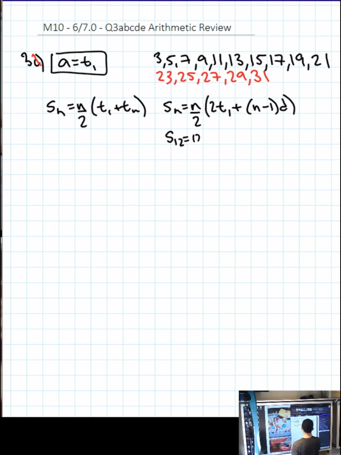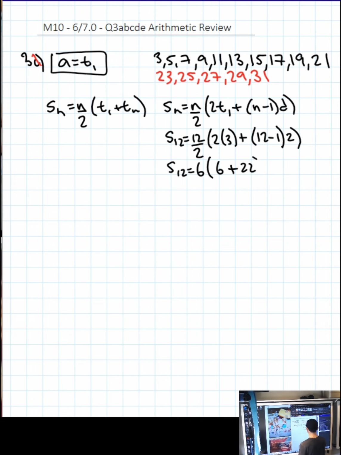S12 equals 12 divided by 2, open bracket, 2 times the first term, 3, plus (n minus 1), 12 in for n, times the difference that we found twice, 2. So S12 equals, clean it up, 6 times (6 plus 12 minus 1 is 11, times 2 is 22). And then on the calculator, 6 times 28, S12 equals 168.